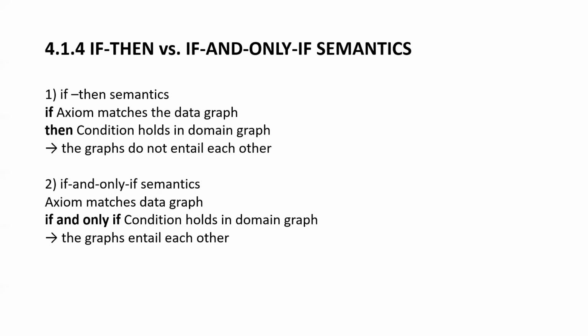Conversely, in the second, if and only if semantics, the axiom matches the data graph if and only if the condition holds in the domain graph, and the graphs intermingle with each other. Both graphs generate the same condition and transform it into all possible axioms that describe it. Since if and only if semantics can entail more axioms than if-then semantics, in the ontology language OWL applies if and only if semantics to enable richer entailment.